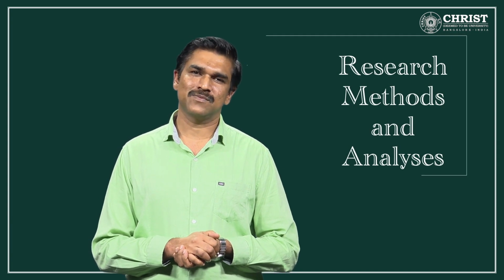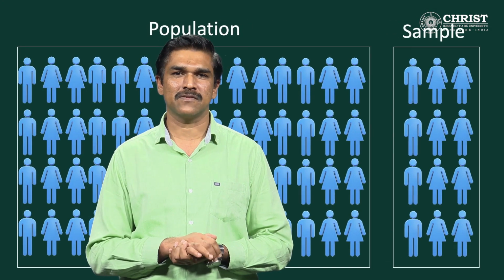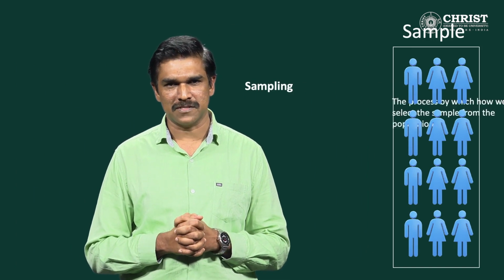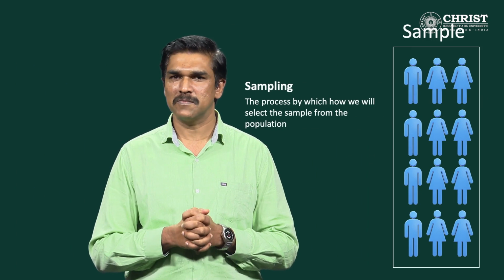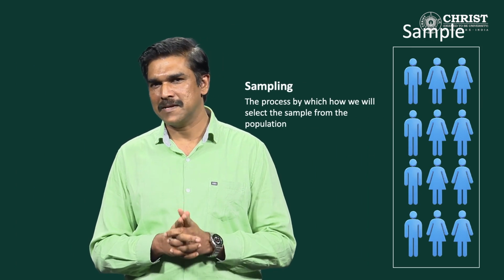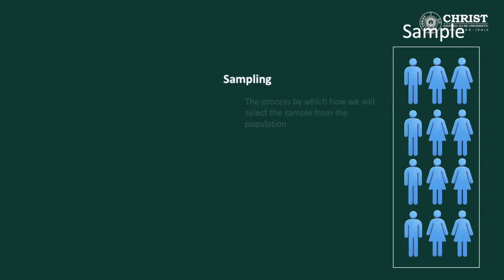Many scientific truths we generalize in the population were based on the findings of research in samples of that population. Sampling can be defined as the process by which we select the sample from the population. Sampling can be classified into two based on its representativeness of the population.